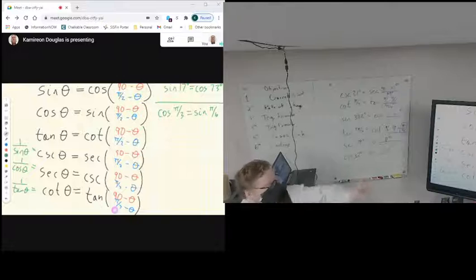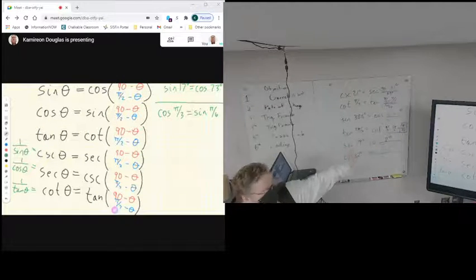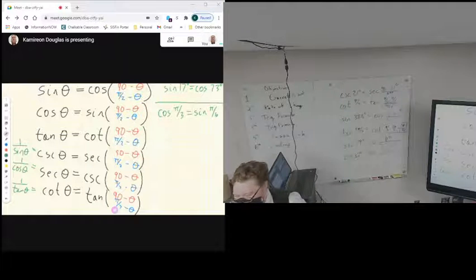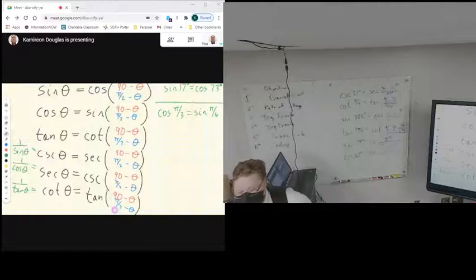If I don't like secant of 79 degrees, I could use cosecant of 11. If I don't like sine of 38.5, I could use cosine of 51.5. It allows us to take a single trig function and change it to a new trig function that should be equivalent. It's the only thing we've talked about so far that lets us do that. Questions?